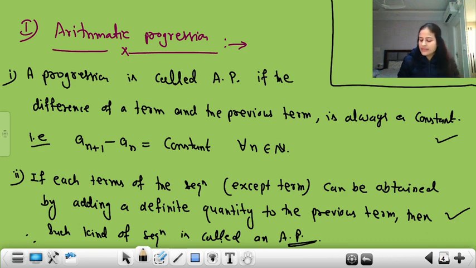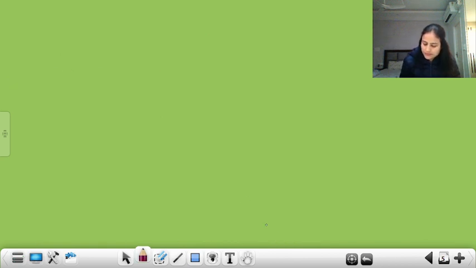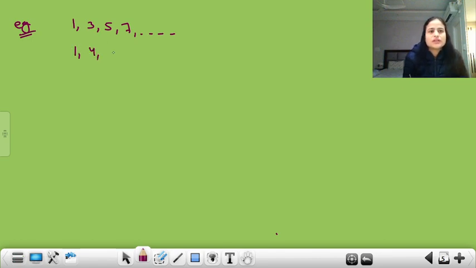See, for example, I'm taking a few sequences like 1, 3, 5, 7. It is a sequence of odd natural numbers, and like 1, 4, 7, 10, and keep going like that. So in the first, the difference 3 minus 1 is 2, 5 minus 3 is 2, 7 minus 5 is 2, right? So the difference of a term and the previous term is always constant, and that constant is nothing but 2.